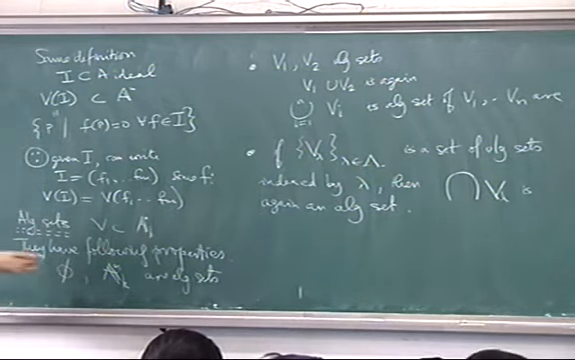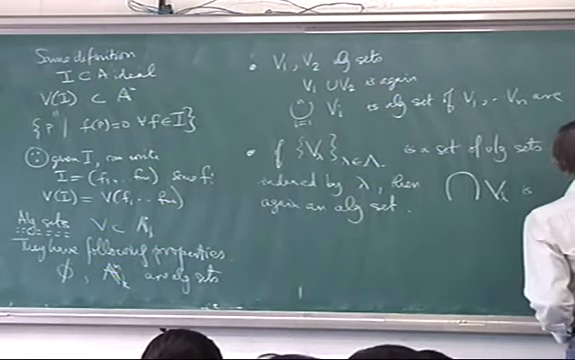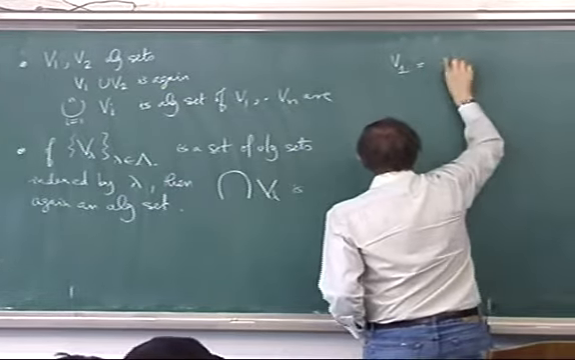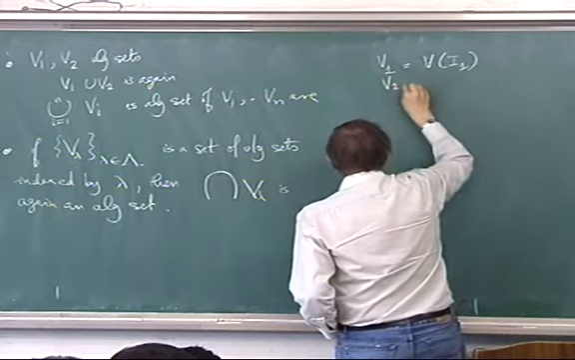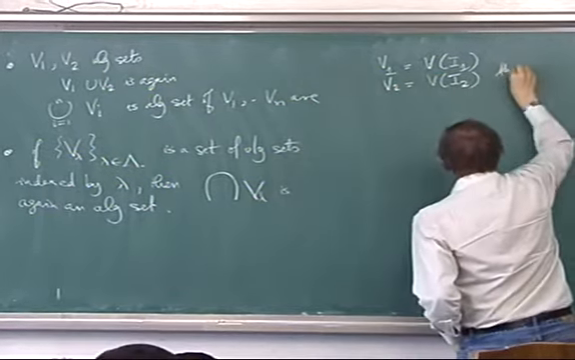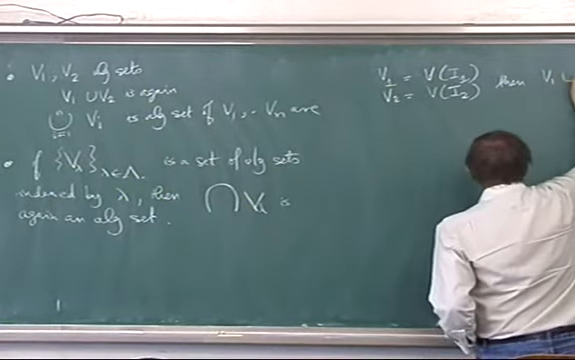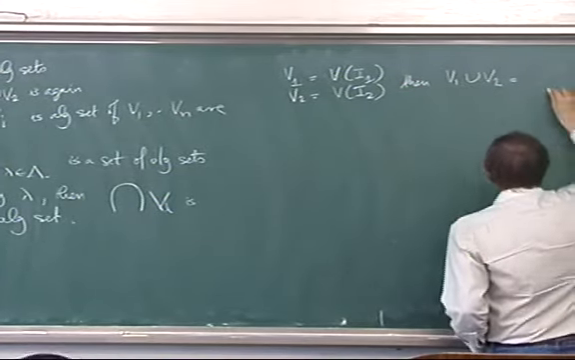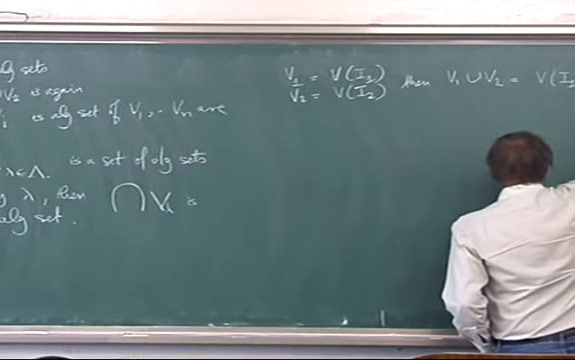Right, and so what are we doing here? If V1 is V(I1), and V2 is V(I2), then V1 union V2 is V(I1 intersect I2).